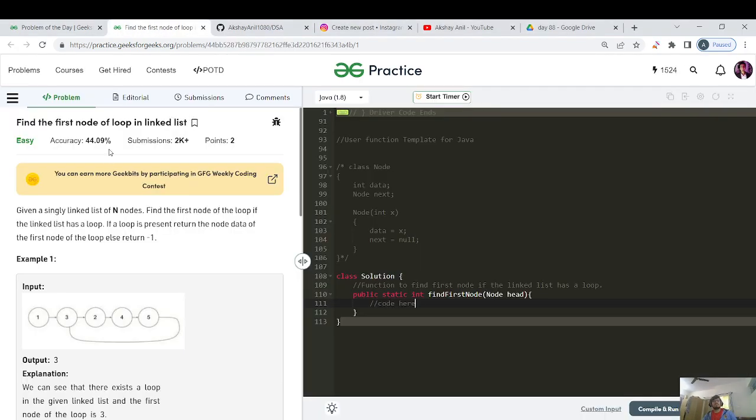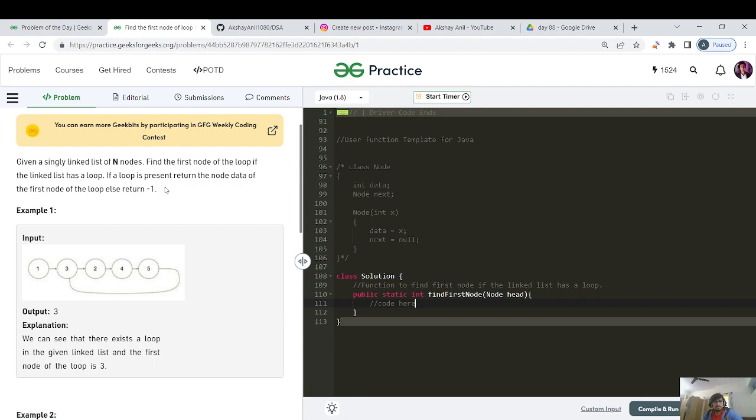Today's question is about finding the first node of the loop in a linked list. The category is easy. So let's read the question and go through all the approaches and solutions we can have here. Given a singly linked list of n nodes, find the first node of the loop. If a loop is present, return the node data of the first node of the loop, else return -1.